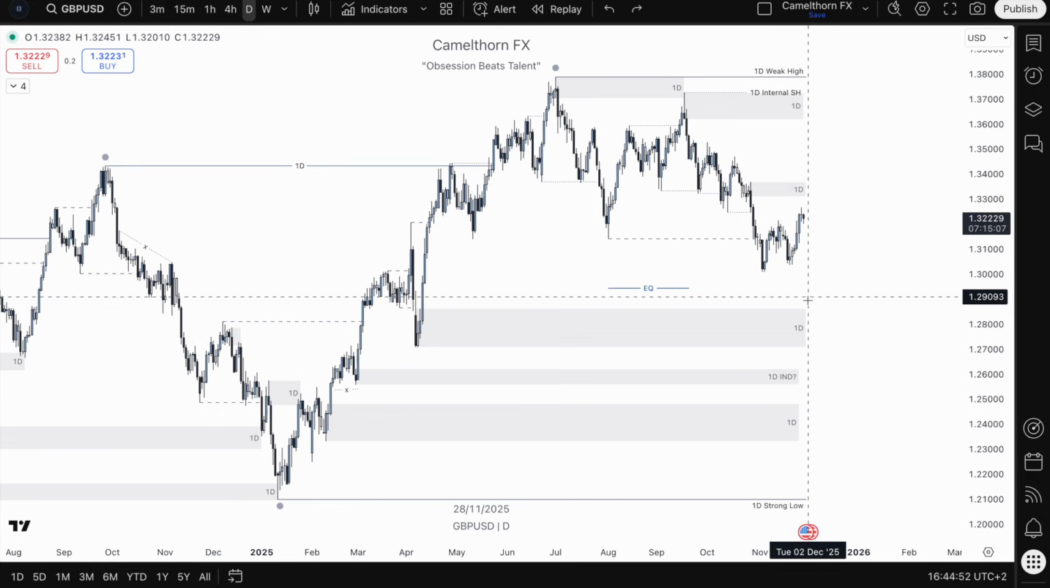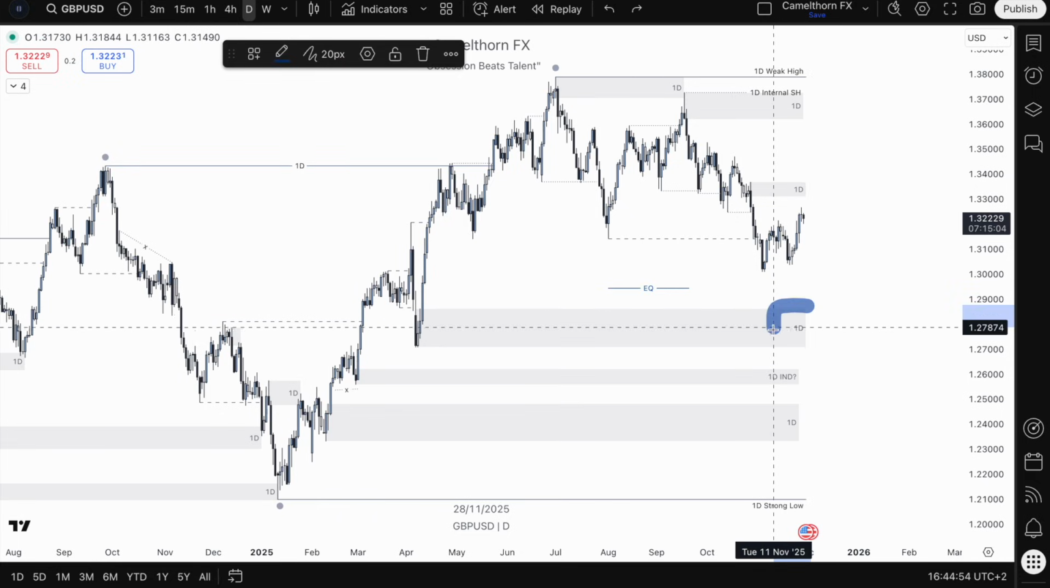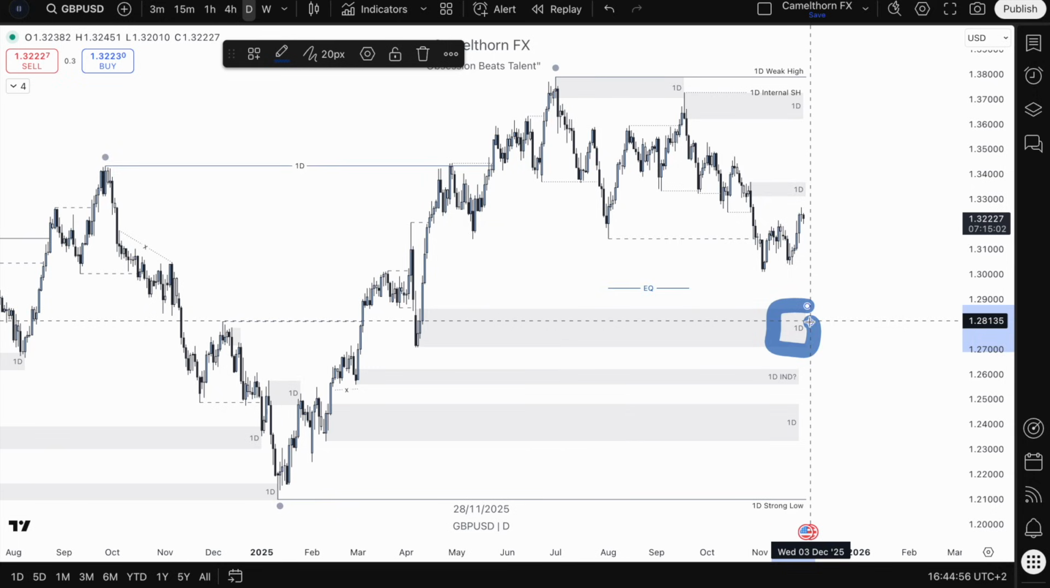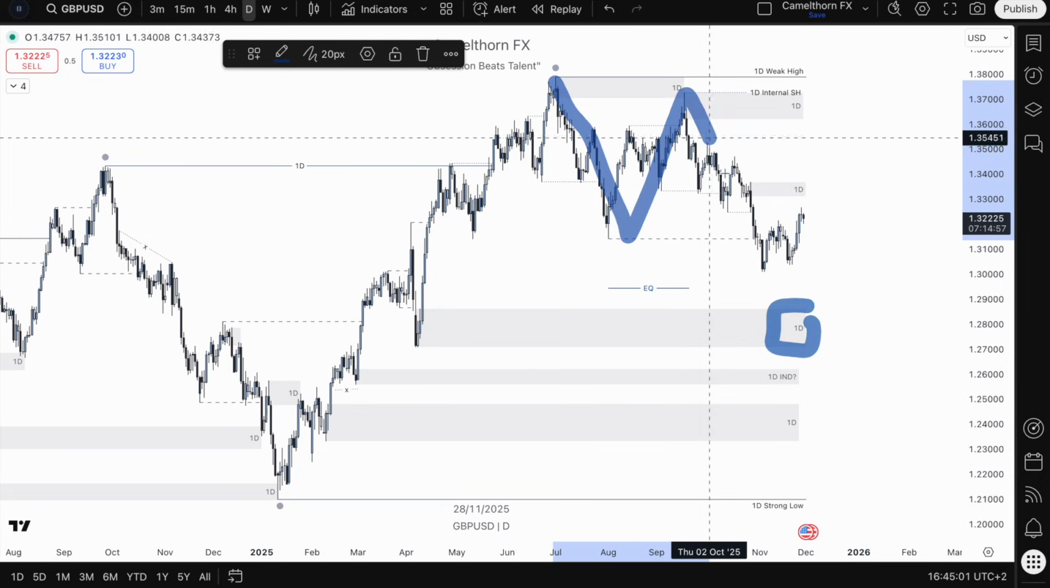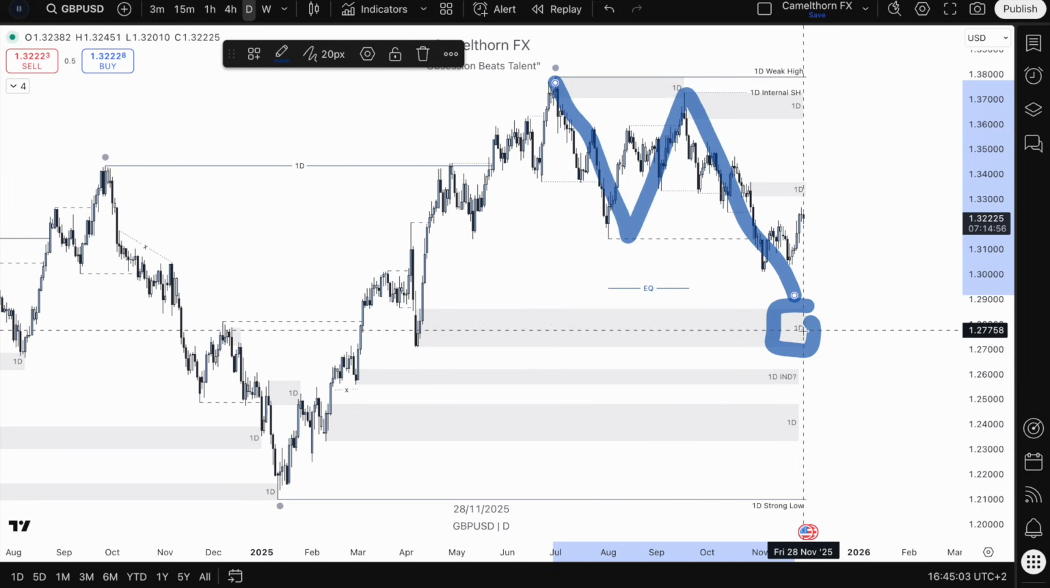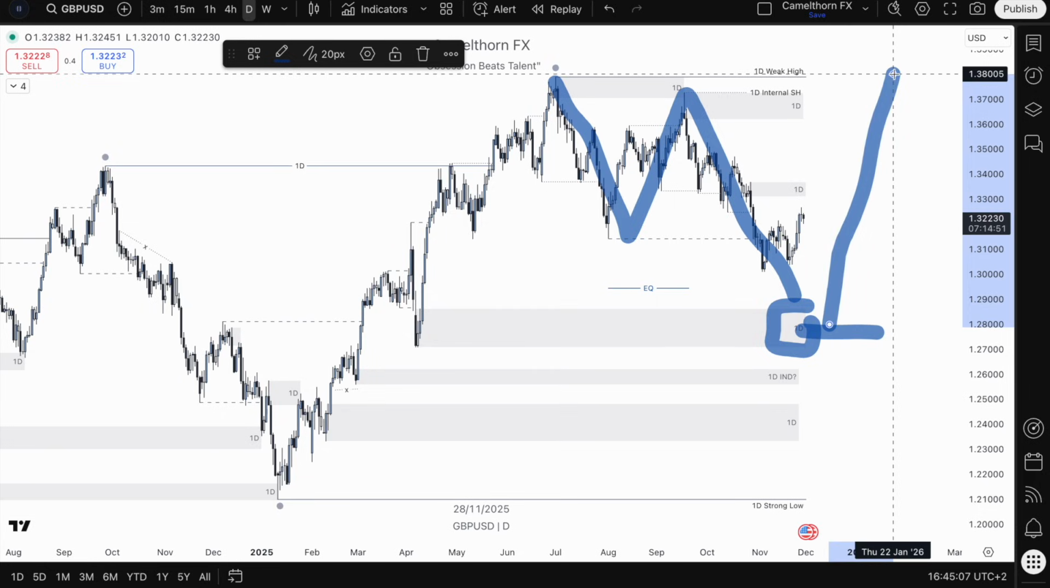And the first well-priced daily demand zone is going to be this daily demand here. This is going to be our initial sell target for the daily pullback phase that is currently taking place. And this is going to be the initial POI where we could potentially see that bullish continuation originate from.